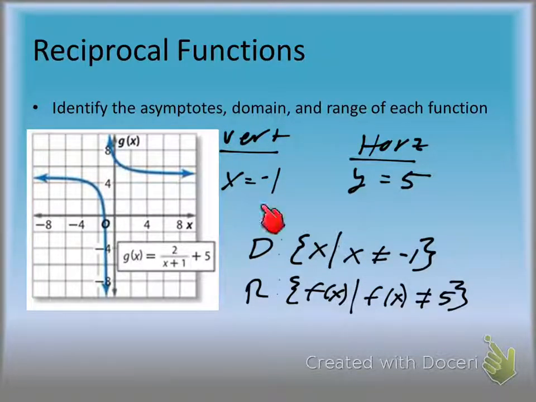Okay, so for the vertical asymptote, you should have the line x equals -1. And then for your horizontal asymptote, you should have the line y equals 5 coming from here and from here. The domain and the range, if you look at the set, like I said, braces take practice writing. So the domain is for all x's such that x does not equal -1. The range is f of x for all f of x's that don't equal positive 5.